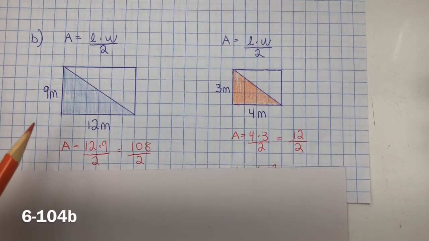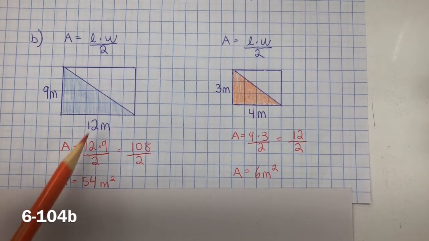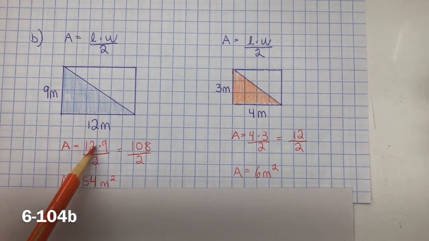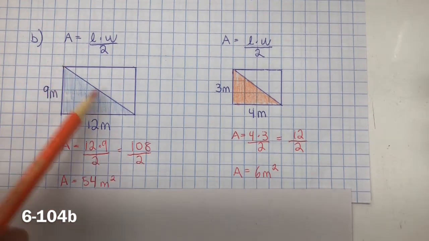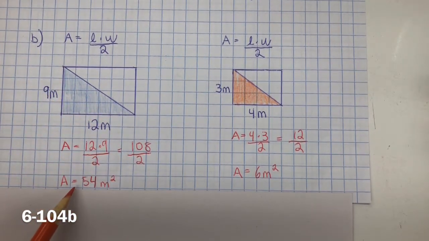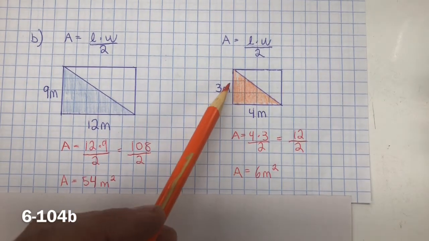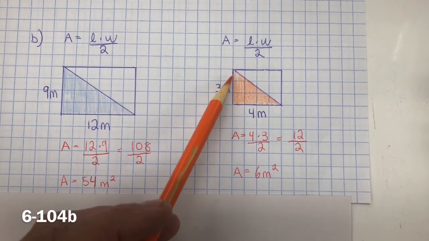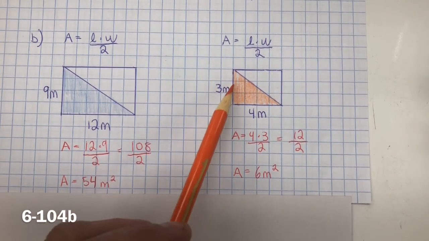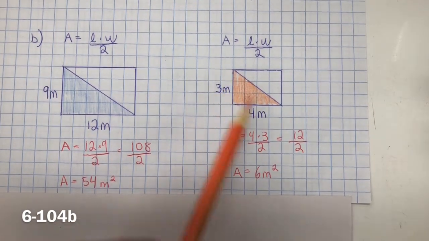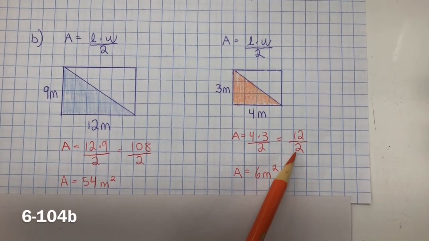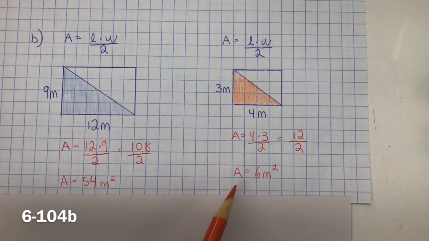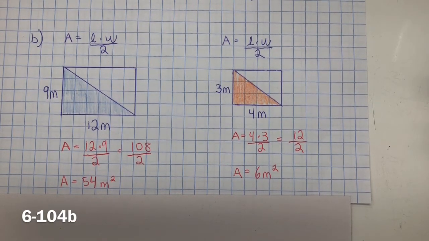So if we know the area of the rectangle, 12 multiplied by 9, which is 108, we divide that by 2, because it's half of that rectangle, we would get the area equals 54 meters squared. The same thing with the small triangle. If you find the area of the rectangle, 4 multiplied by 3, which is 12, and take half of it for the triangle, 12 divided by 2 is 6, so the area of the small triangle equals 6 meters squared.